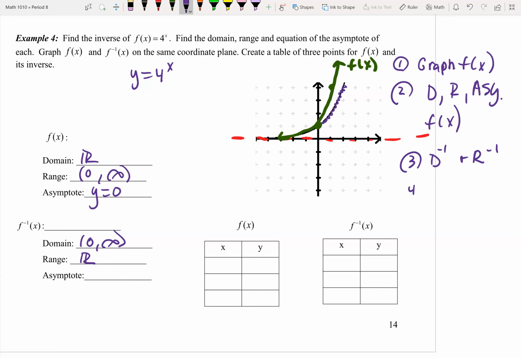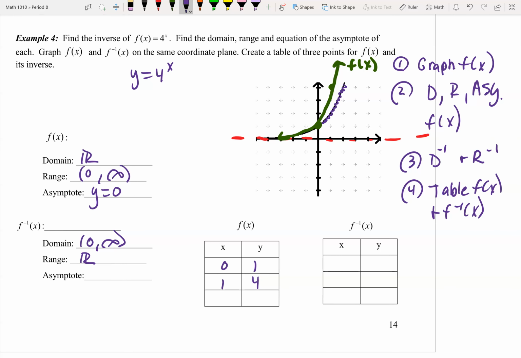Okay, so I'm on step number 4. I'm going to fill in the table for f of x and the inverse. It's also quite simple. Look at the green graph. Just list some points that are on that. Well, 0, 1 is one of them. Another one is 1, 4. I could do 2, and then 4 squared is 16. So I could do 2, 16.